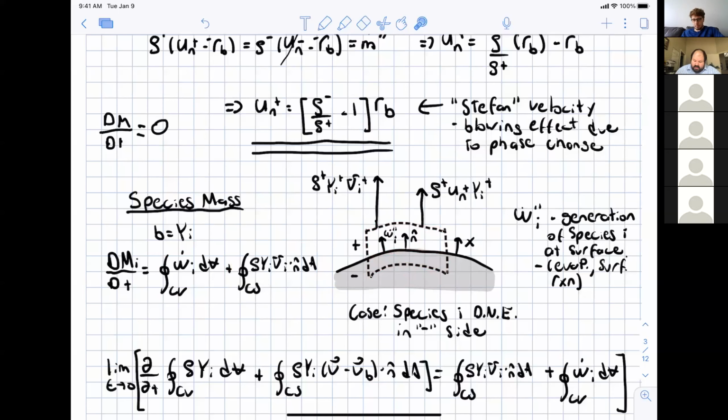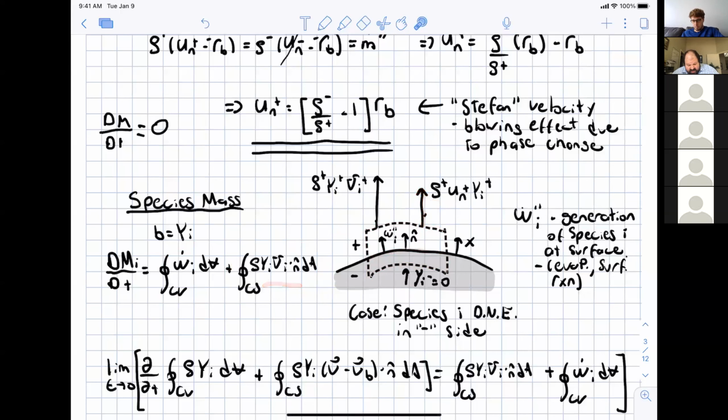Okay, and so if we have our gas phase species here, we can have yi minus equal to 0 because it exists only on the gas phase side. So in our control volume, we have species mass rho plus un plus yi plus leaving through the top.